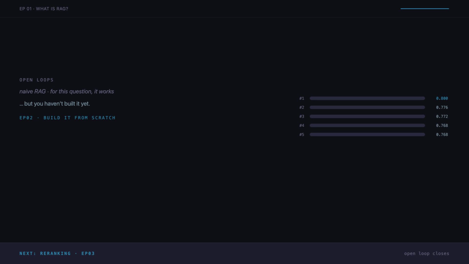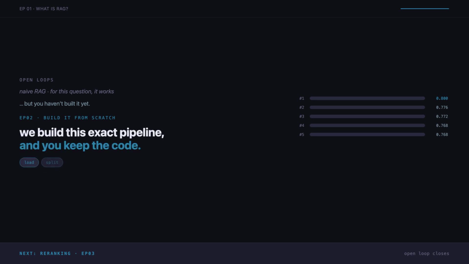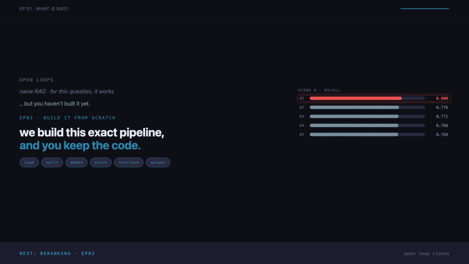Next episode, we build this exact pipeline from scratch: load the catalog, split it, embed it, store it, retrieve from it, and answer with citations. After that, we come back to the uncomfortable part hiding in scene 6. That 0.8 similarity score looks trustworthy. It is not always relevant. That is where re-ranking starts.